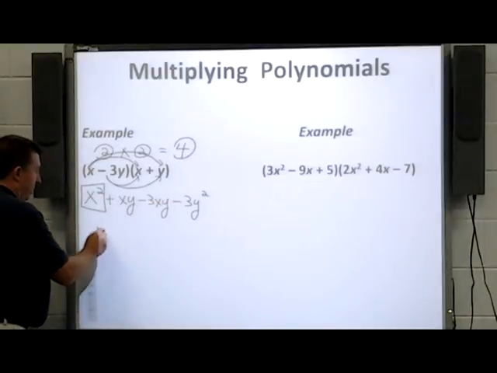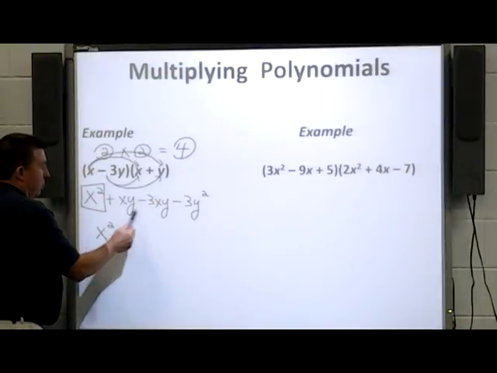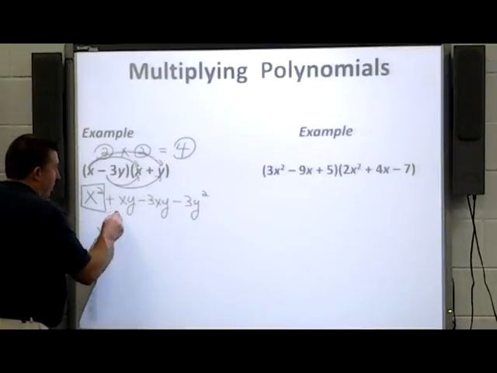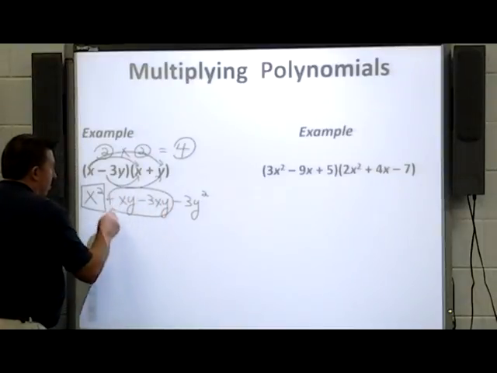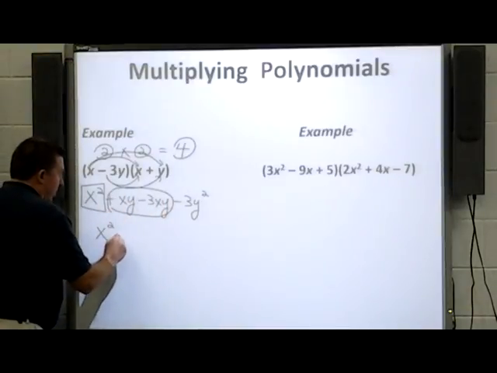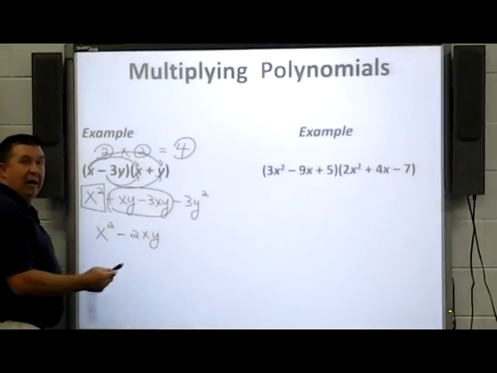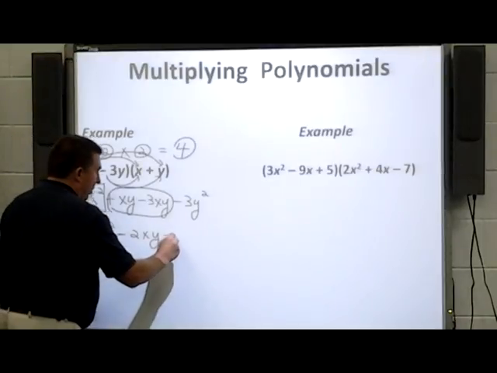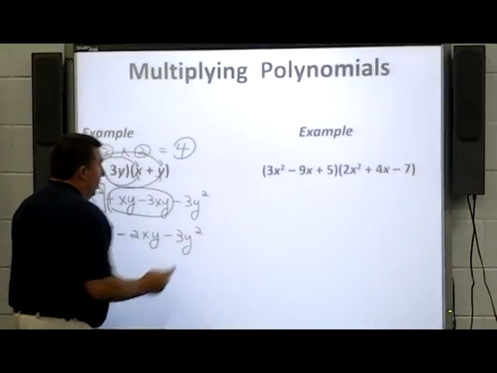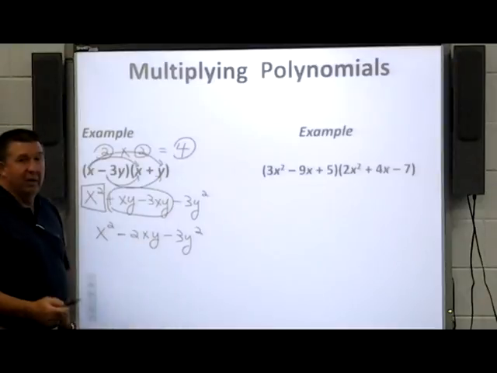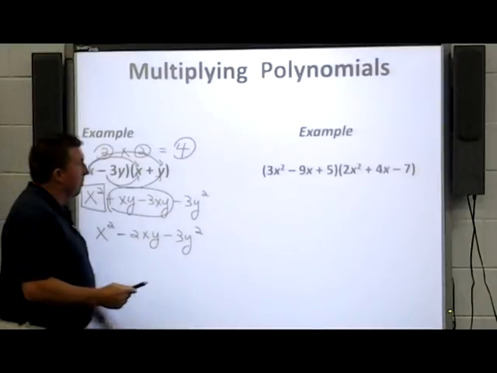I don't have any other x squareds. I got an xy here and an xy here. This is a 1. So I got a positive 1 and a negative 3. Positive 1 and negative 3 is a negative 2xy. I don't have any other y squared terms, so I'll bring the negative 3y squared down. So the answer to this one is x squared minus 2xy minus 3y squared.